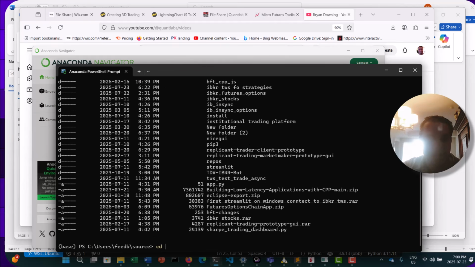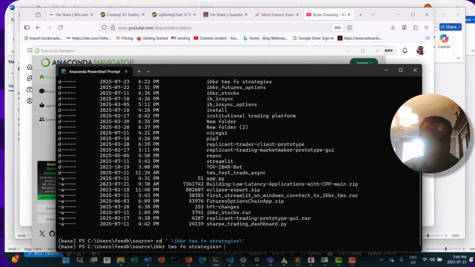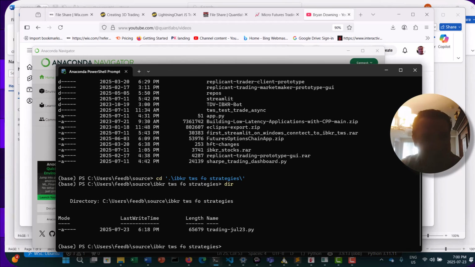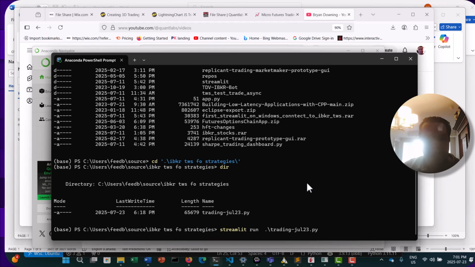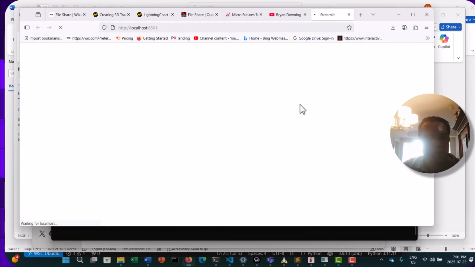Okay, got a bunch here. I've got an IBKR TWS for strategies. This is the one I'm going to run that's generated from that dashboard. Okay, so this is now trading. Let me just see. I think I can run it that way, but just in case, I'm going to do this. Oh, no, I'm sorry. We're running Streamlit. So this is to run Streamlit again locally on your Windows. I have my TWS loaded up, and here it's going to load this up. So now this is the trading engine here.